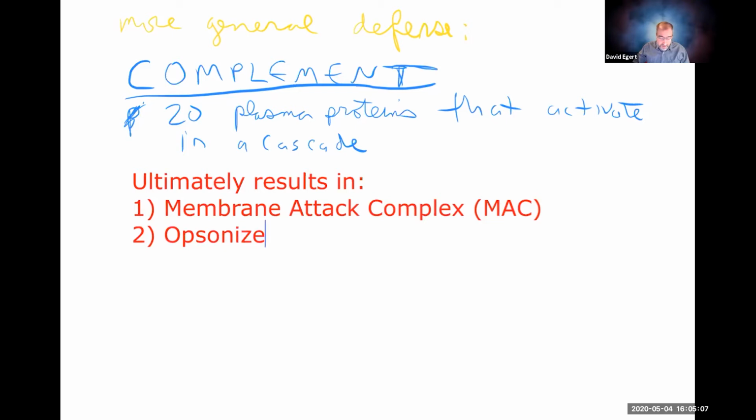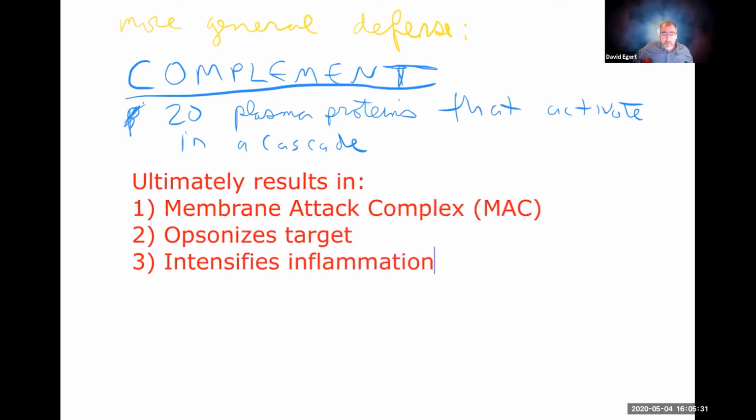Opsonizes target. So it's basically putting those little handles on it. So now that target is going to be more easily recognized and eaten by the phagocytes in your body. And 3, intensifies inflammation. Now we're going to talk about inflammation, what it is and why it's useful in a little bit.